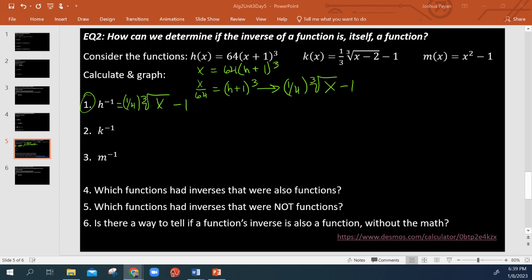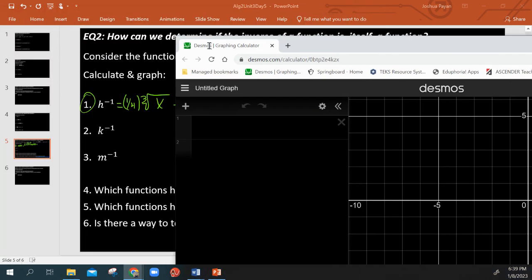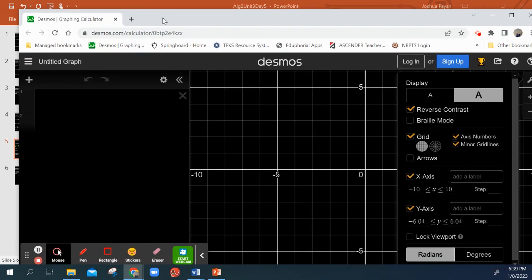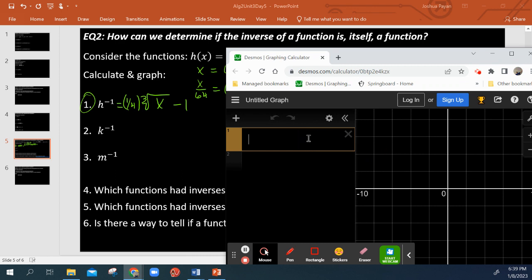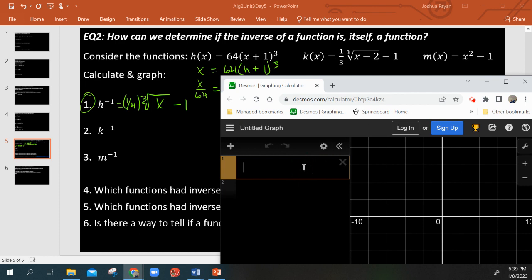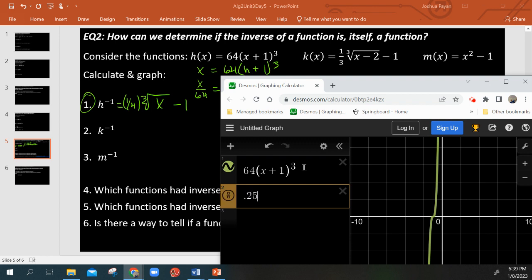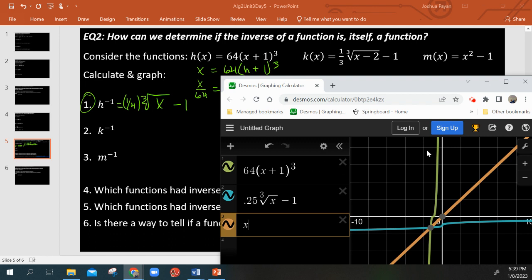Okay, so let me pull up my Desmos stuff here. And let's make it not so giant. Desmos has got to get more user friendly in this regard. Okay, so I'm going to enter in both of them. The original function was 64 times x plus 1, all cubed. Okay, so that looks insane. And then I'm going to put 0.25 just to shorten, CBRT, all minus 1, just to prove that these two are inverses.